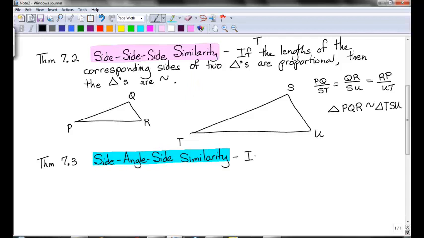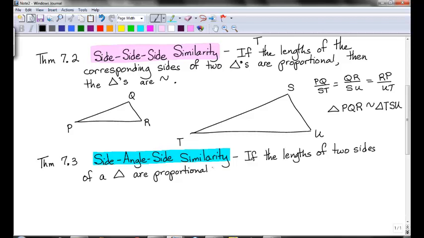Okay. If the lengths of two sides of a triangle are proportional to the lengths of two corresponding sides of another triangle.